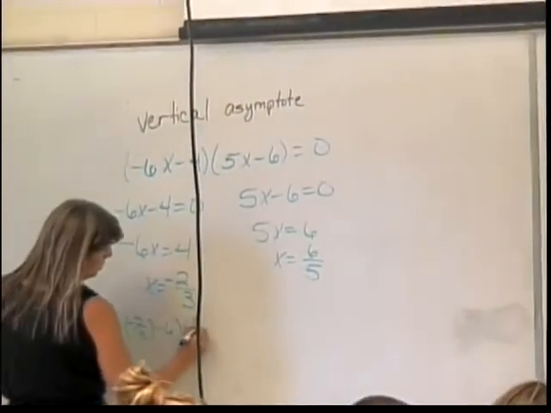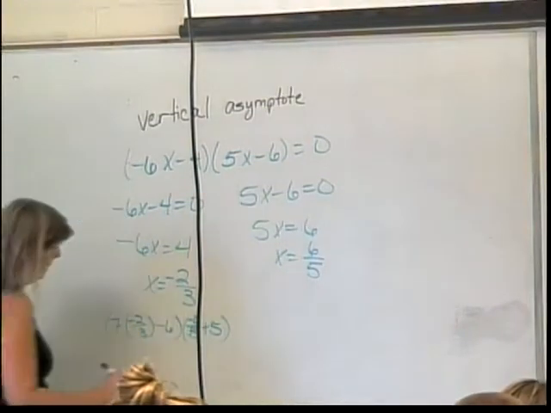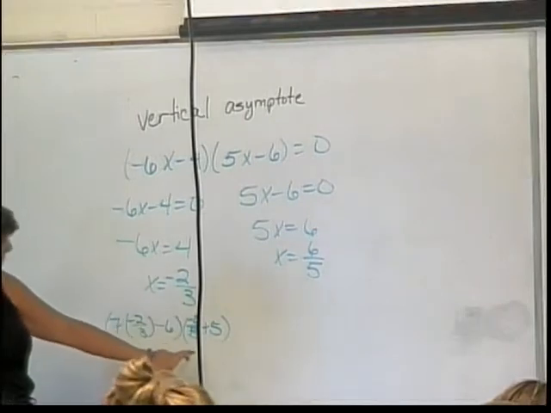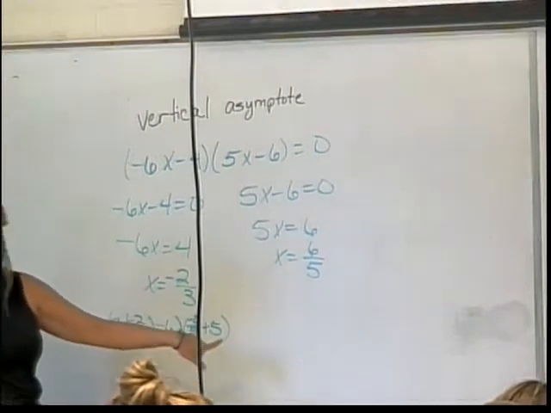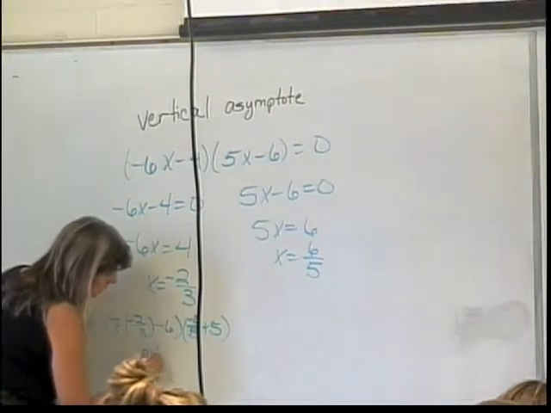Negative 2/3 plus 5. This is going to be a negative number minus a 6, so that's negative. This is going to be negative 2/3 plus 5, that's positive. So between the two of them, they're not going to be 0. So this I know is not 0.